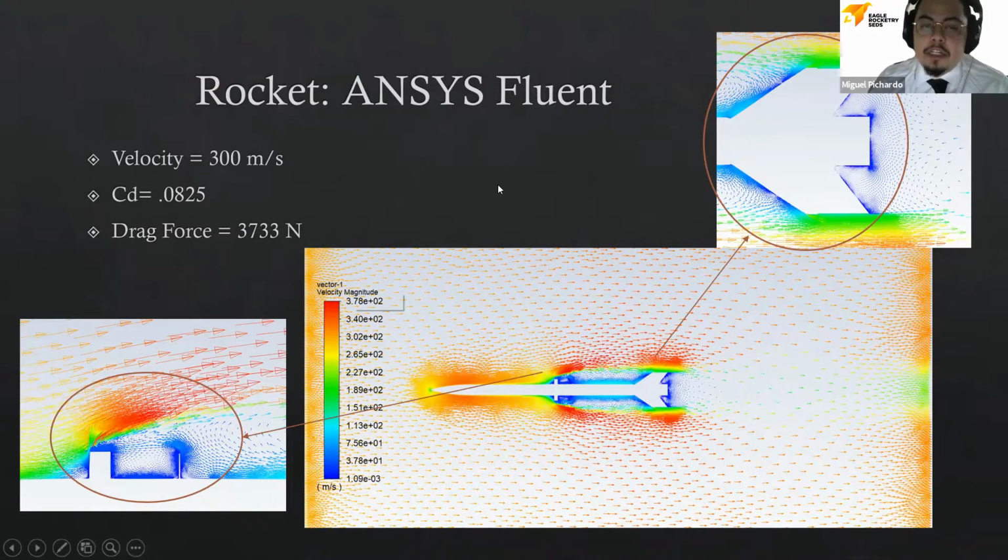At 300 meters per second, we're almost at Mach 1, and we determined that our drag force was 3,733 newtons, while our drag coefficient was 0.0825. And these values are just important to keep in mind when we analyze the entirety of the rocket.